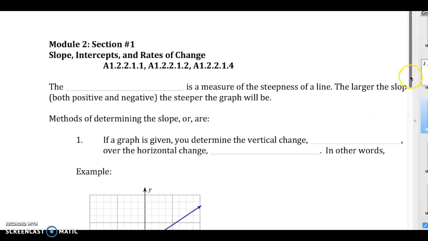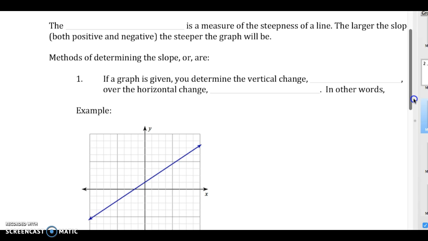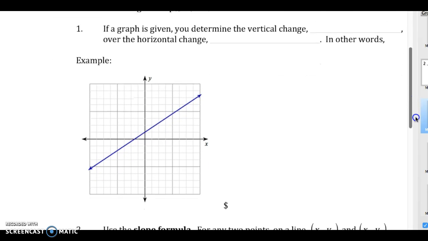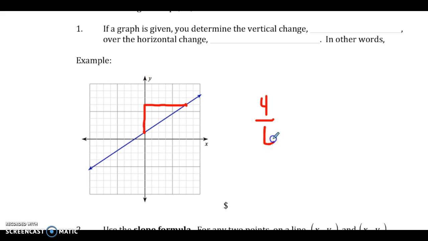If you've got a graph, you can find the vertical change, which is the rise, over the horizontal change, which is the run. And remember, if you're given a graph in the Keystone exam, find 2 points that you can read very well, okay? It doesn't matter what points you pick as long as you pick 2 points that you can identify. And then you're going to count 1, 2, 3, 4. So we rose 4, and we're going to run 1, 2, 3, 4, 5, 6. So our slope here is going to be 4 over 6, which will reduce to 2 over 3.